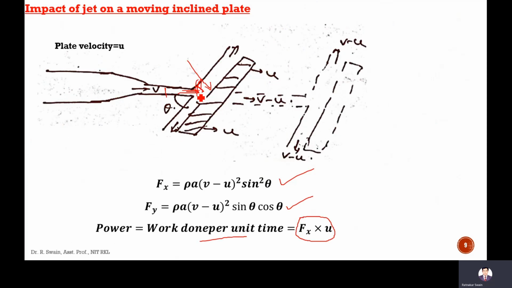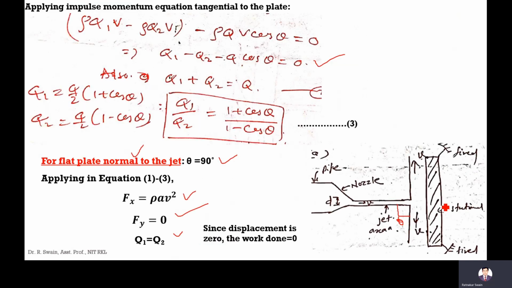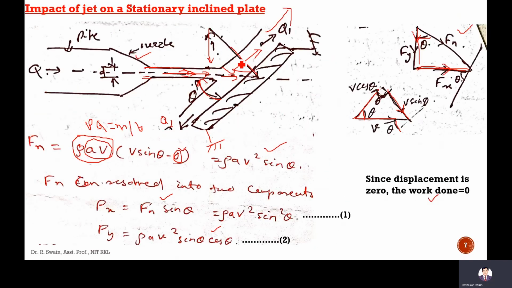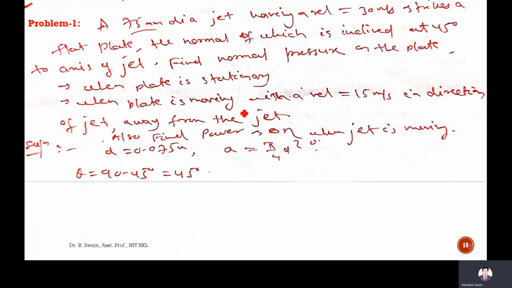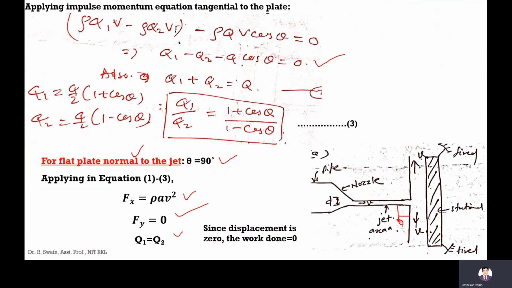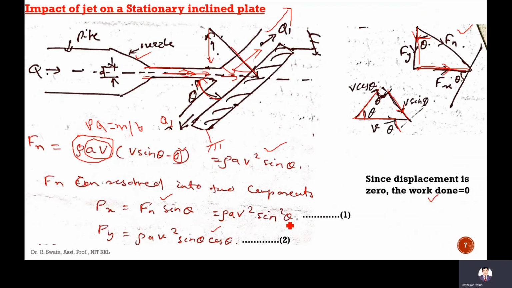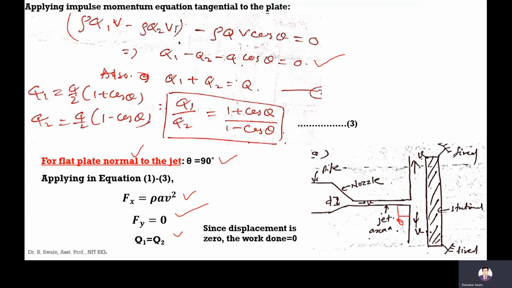So if this is theta 45, this will be 45 because this is the normal. So the theta we have considered is 45. Find the normal pressure on the plate when the plate is stationary. In another case, the plate is moving with velocity 15 meter per second in the direction of the jet, away from the jet. When the plate is stationary, we apply these equations: Fx and Fy, rho a b square sin square theta, rho a b square sin theta cos theta.